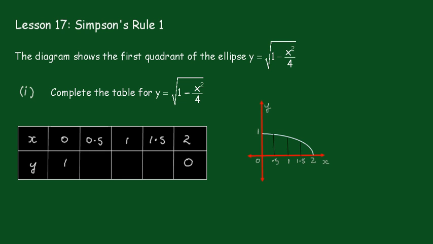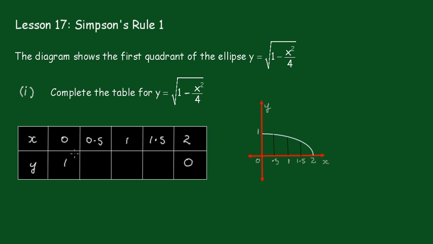Lesson 17, Simpson's rule number 1. The diagram shows the first quadrant of the ellipse y equals square root of 1 minus x squared on 4. We have to complete the table for this. Now, if you've seen the previous video, you know what these values are, but if you haven't, just pause the video and substitute these values in. Right, now we'll just put those ones in.